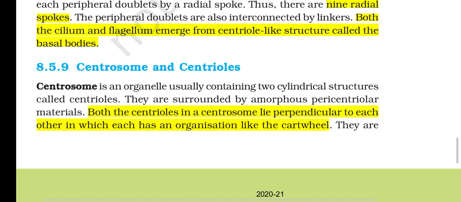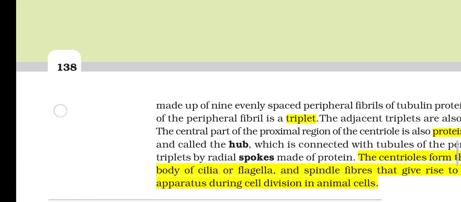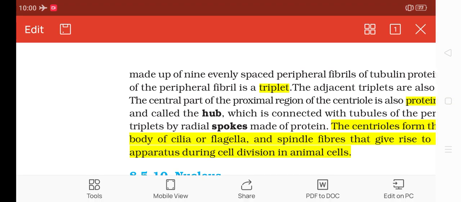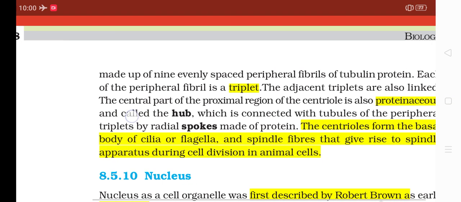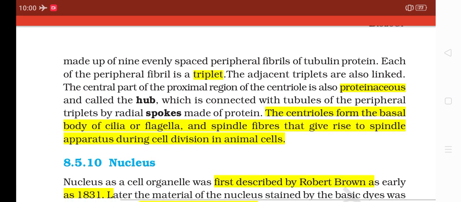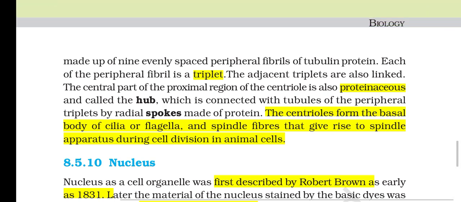8.5.9 Centrosome and centrioles. Centrosome is an organelle usually containing 2 cylindrical structures called centrioles. They are surrounded by amorphous pericentriolar materials. Both the centrioles in a centrosome lie perpendicular to each other, in which each has an organization like the cartwheel. They are made up of 9 evenly spaced peripheral fibrils of tubulin protein. Each of the peripheral fibrils is a triplet. The adjacent triplets are also linked.